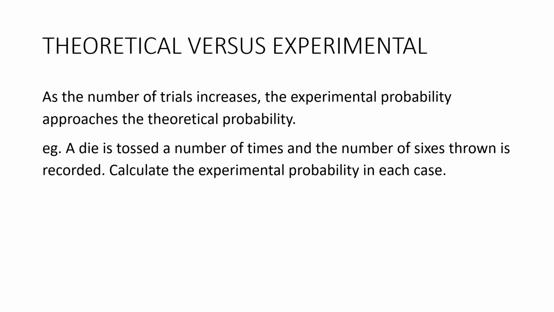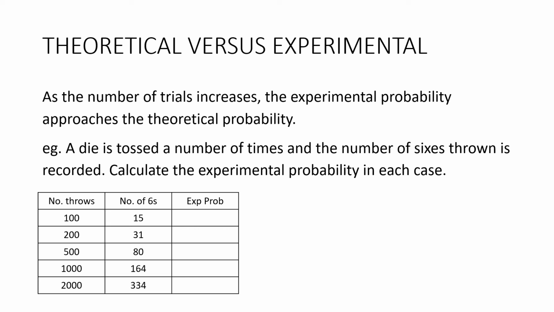A die is tossed a number of times and the number of sixes thrown is recorded. Calculate the experimental probability in each case. This is actually an experiment that I conducted with my Year 10 class. We threw dice a number of times and recorded the sixes. So when there were 100 throws, there were 15 sixes. To calculate the experimental probability, we go 15 over 100. I'm going to times by 100 to make it a percent. So the experimental probability was 15%.